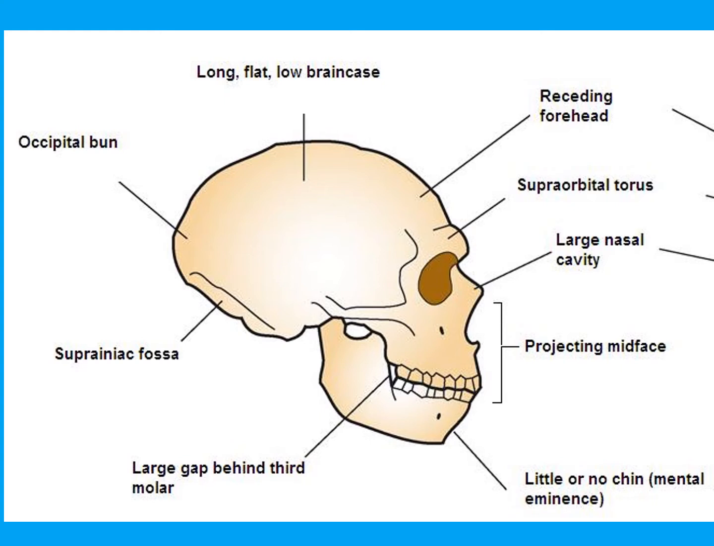You have the occipital bun as well, which is a protrusion on the occipital bone in the back of the skull. And one of the other big differences you're going to see is that in Neanderthals, the forehead slopes back a little more. It's not as tall as you see in modern Homo sapiens.